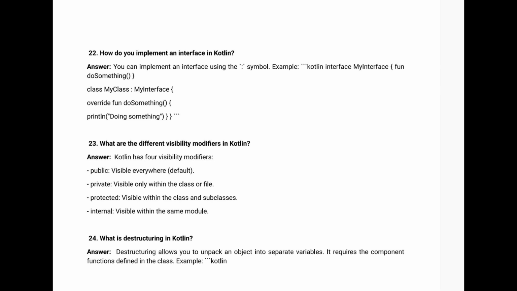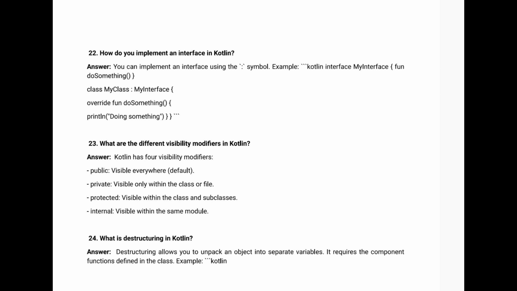23. What are the different visibility modifiers in Kotlin? Answer: Kotlin has 4 visibility modifiers: public, visible everywhere; private, visible only within the class or file; protected, visible within the class and subclasses; internal, visible within the same module.